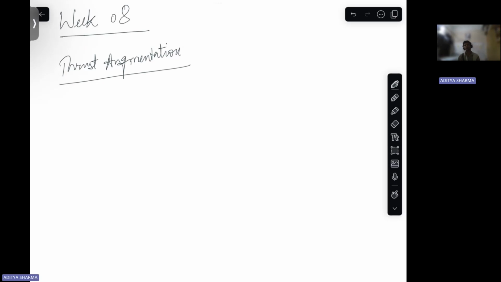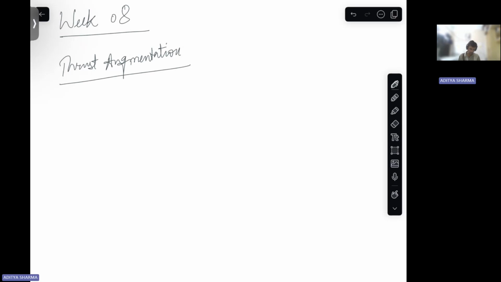So in thrust augmentation, what is the need of thrust augmentation? We need an abrupt increase in thrust at times, and what are such scenarios? This has been taught in lecture number 24. At takeoff, we need more thrust than we require while the aircraft is cruising. Then when the aircraft is climbing, trying to gain altitude, there also this is required.